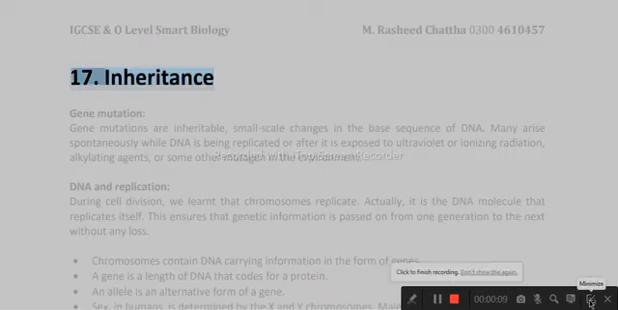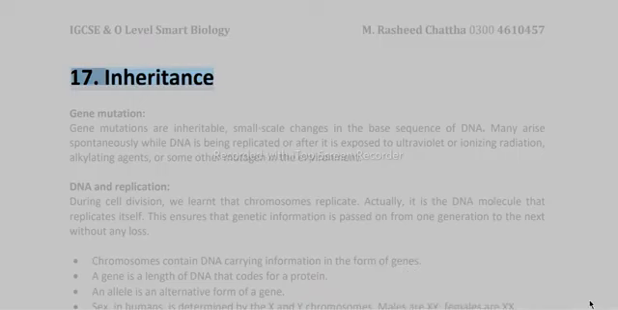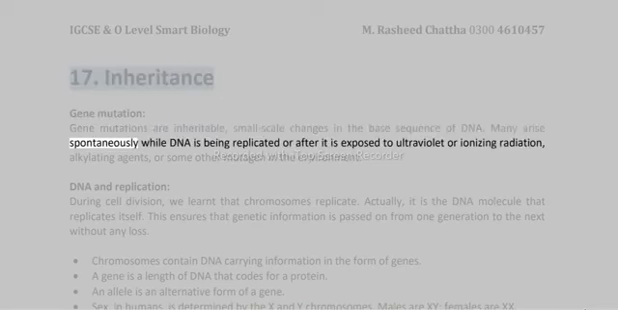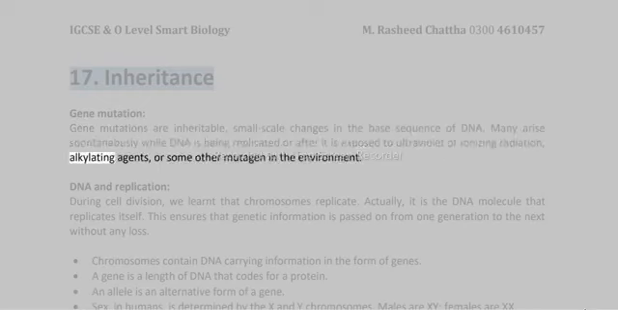17. Inheritance. Gene mutation. Gene mutations are inheritable, small-scale changes in the sequence of DNA. Many arise spontaneously while DNA is being replicated or after it is exposed to ultraviolet or ionizing radiation, alkylating agents, or some other mutagen in the environment.